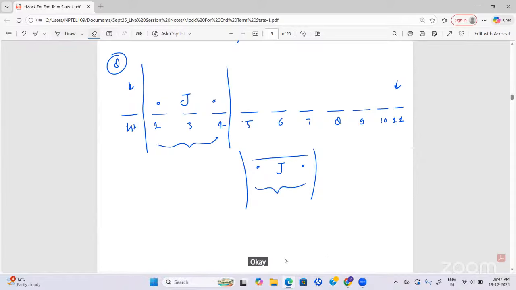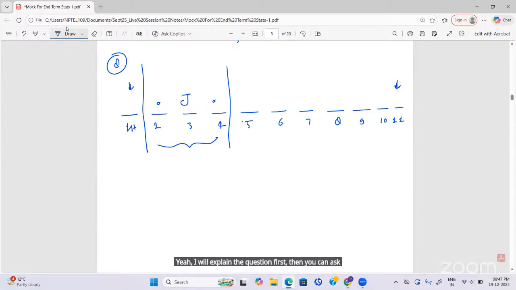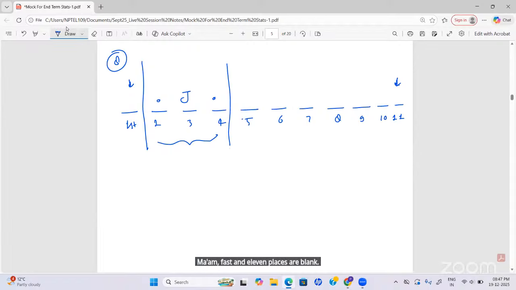Ma'am, so it is fixed permutations? I will explain the question first, then you can ask your doubt. Ma'am, the first and 11th places: John will not park his car there, but other cars can be parked there. Okay, ma'am, understood. Yes, only John's car will not be there.